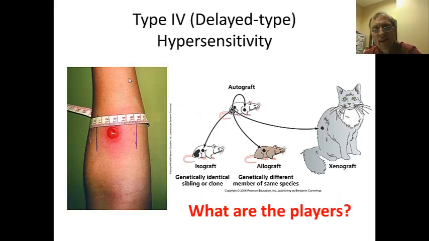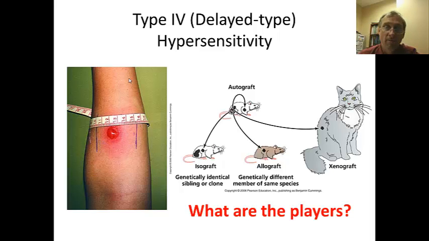All right, and then finally, type 4 hypersensitivity, also known as a delayed type hypersensitivity. It also involves an antigen, but the antigen in this situation is very different from the antigen in the first 3 type hypersensitivities. In the type 4 hypersensitivity, the antigen is an endogenous antigen as opposed to an exogenous antigen.